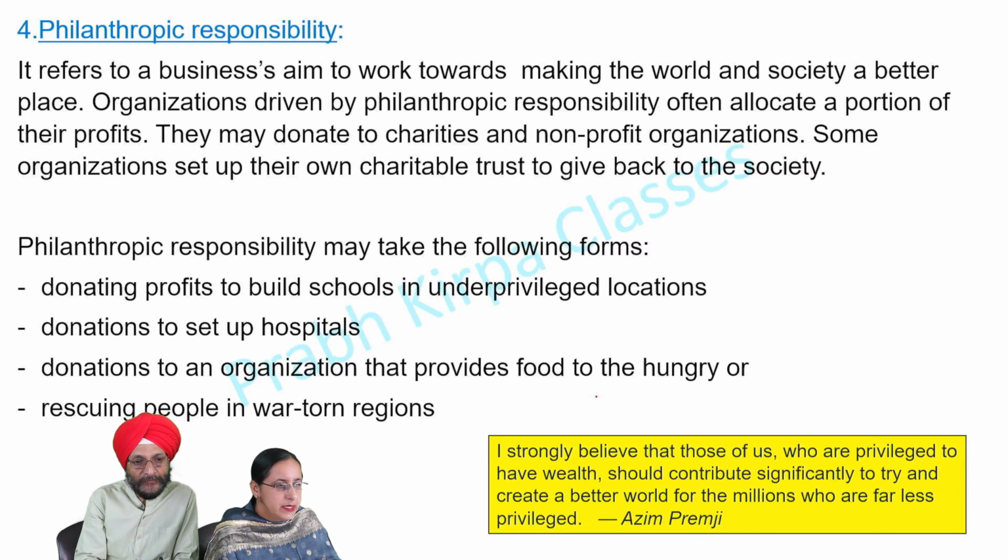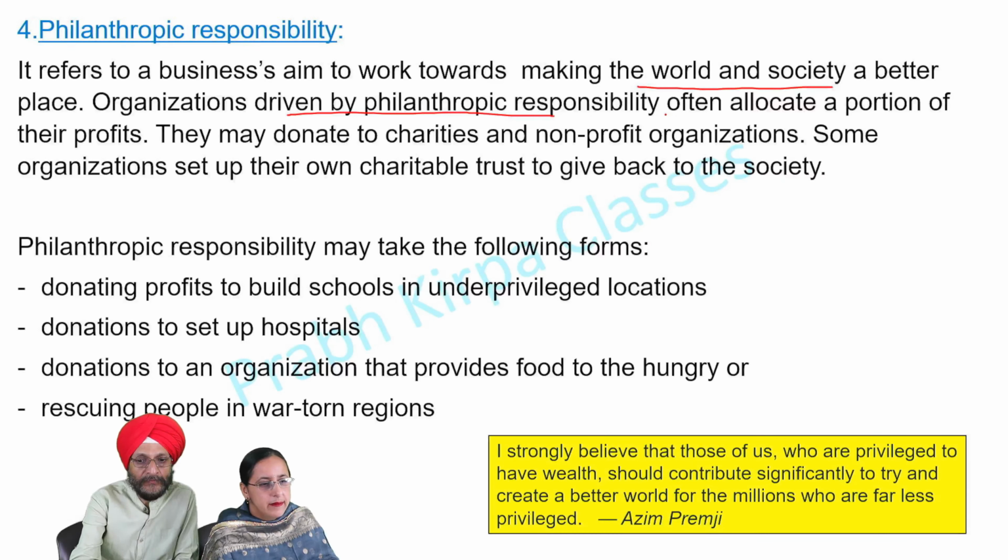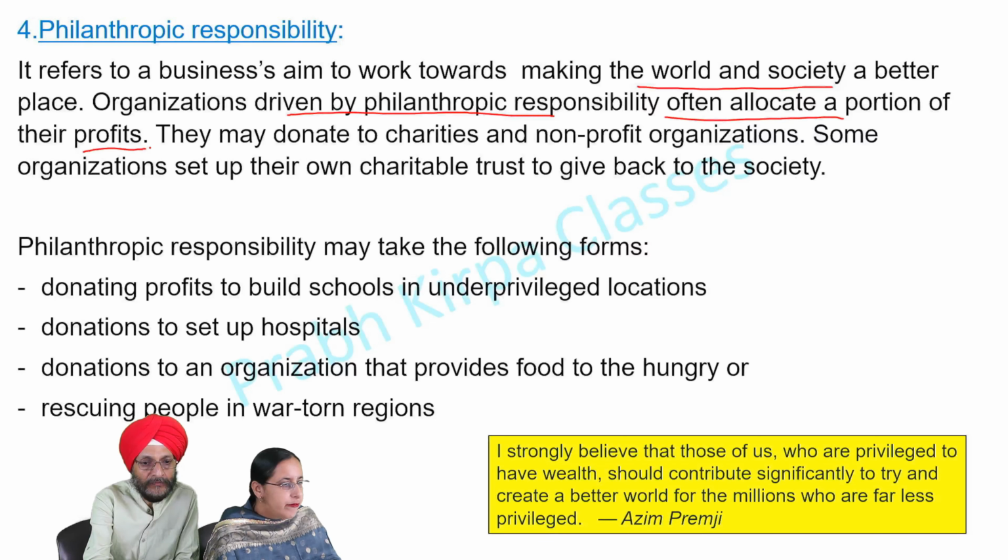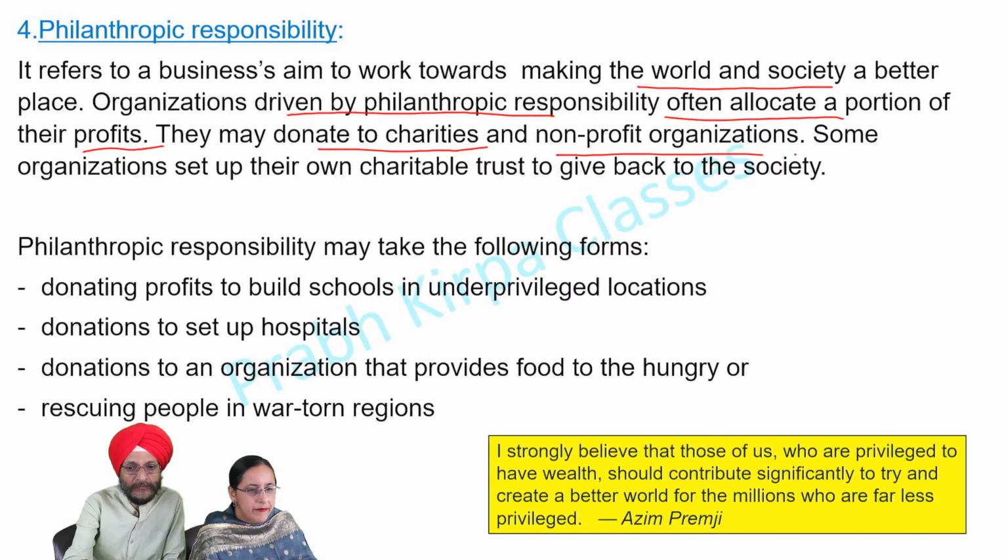Philanthropic responsibility. It refers to a business's aim to work towards making the world and society a better place. Organizations driven by philanthropic responsibility often allocate a portion of their profits. They may donate to charities and non-profit organizations. Some organizations set up their own charitable trust to give back to the society.